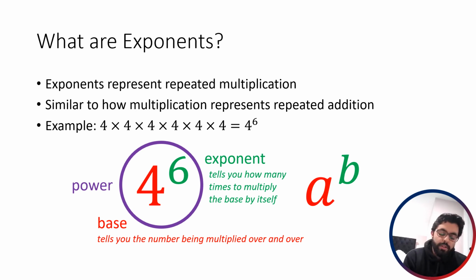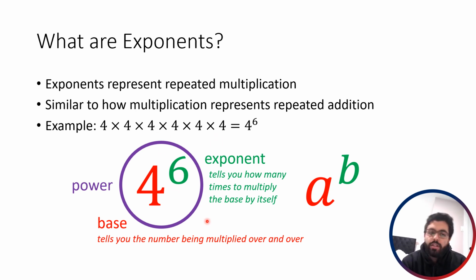So what are exponents? Hopefully you'll recall from our last lesson that exponents represent repeated multiplication. That's similar to how multiplication represents repeated addition. So if you've got 4 times 6, that's the same thing as 4 plus 4 plus 4 plus 4 plus 4 plus 4. You've got 6 fours all lined up with addition signs in between. That's what 4 times 6 is representing. Similarly, 4 to the exponent 6, or 4 to the power of 6, is 6 fours, but with multiplication signs in between. So you're multiplying by 4 6 times.